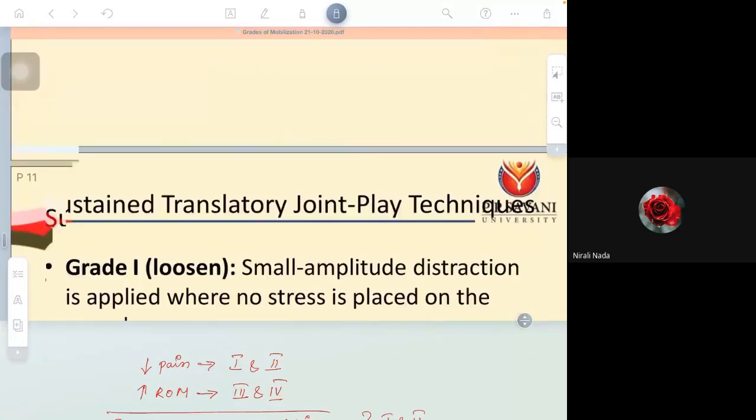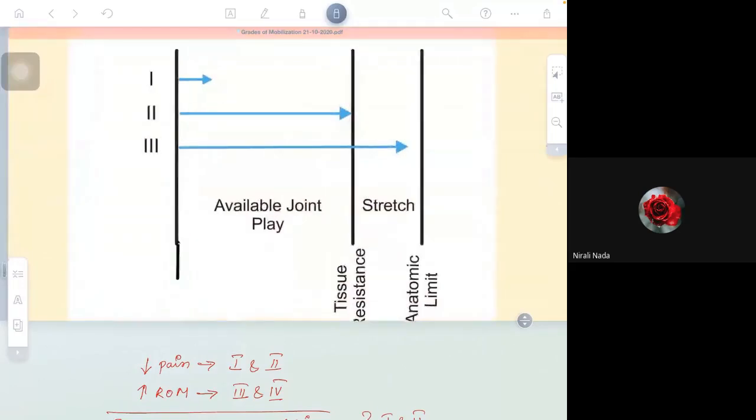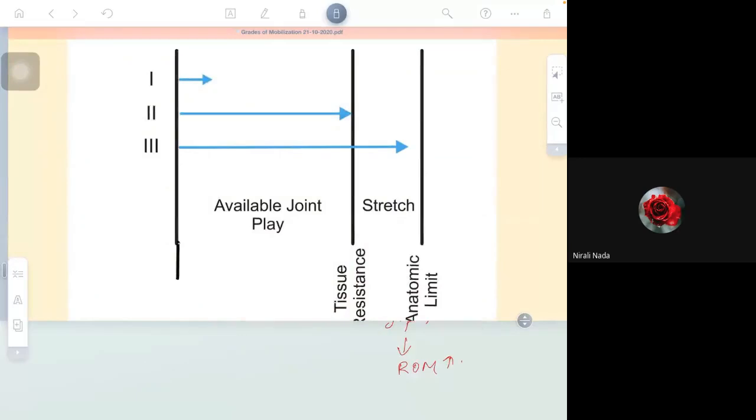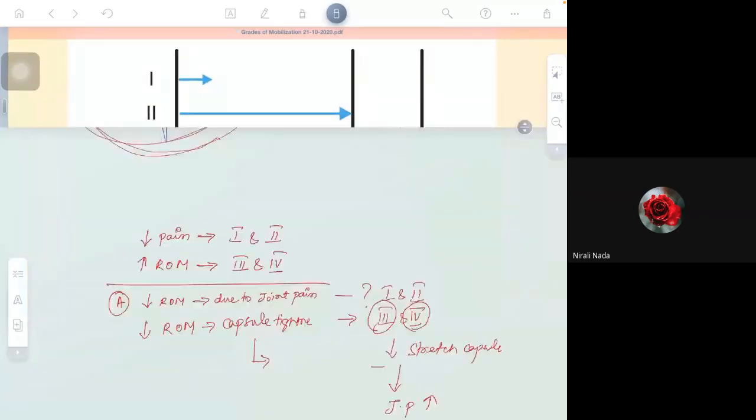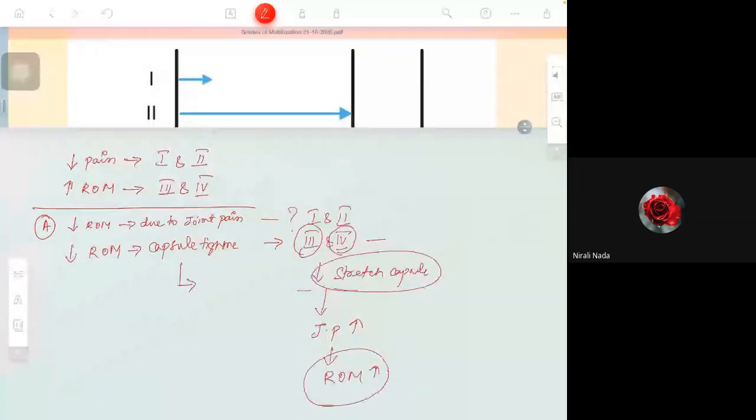Okay, next question is: how are grade 3 and grade 4 increasing the range of motion? Range of motion is increasing because the capsule is stretched. But for 1 and 2, I have told you pain will reduce.